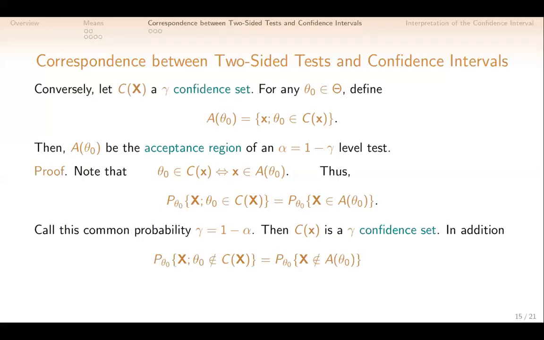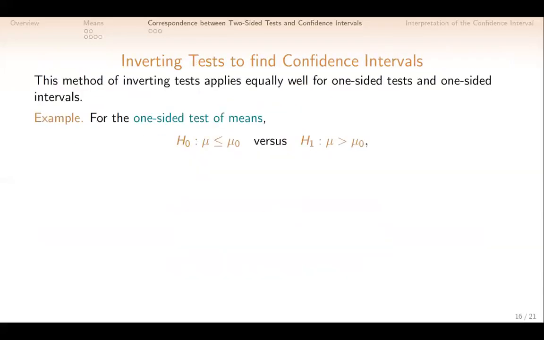In addition, the probability that theta naught is not in that confidence set is the probability that X is not in the acceptance region, which means that X is in the rejection region. Since the probability of it being in the set is gamma, the probability of not being in the set is 1 minus gamma, and that is alpha. And so A of theta naught complement is the critical region for an alpha level test. It's easier to understand than it is to say.